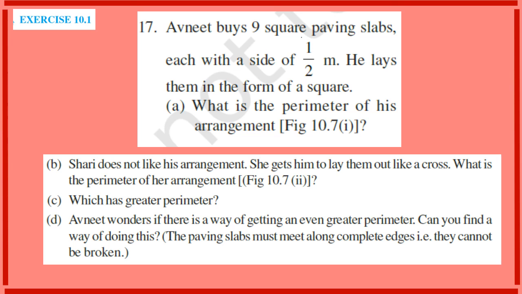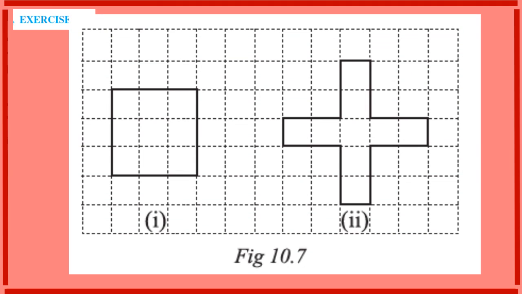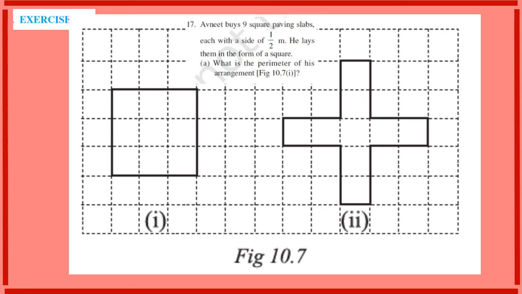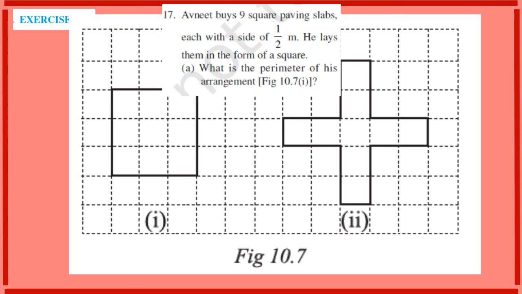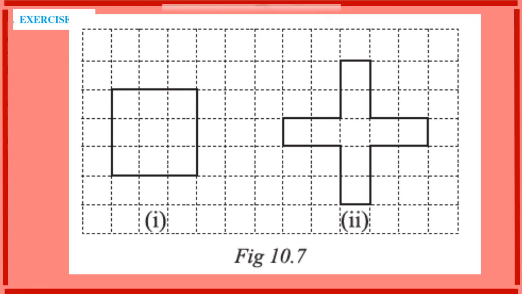So let us now see the figure. So this is the figure. So what was the first question? Remember, we will just quickly see the questions once again. So each is a square with a side of half meter, and we need to find the perimeter of figure 1. Okay, so let us find the perimeter of the first figure.